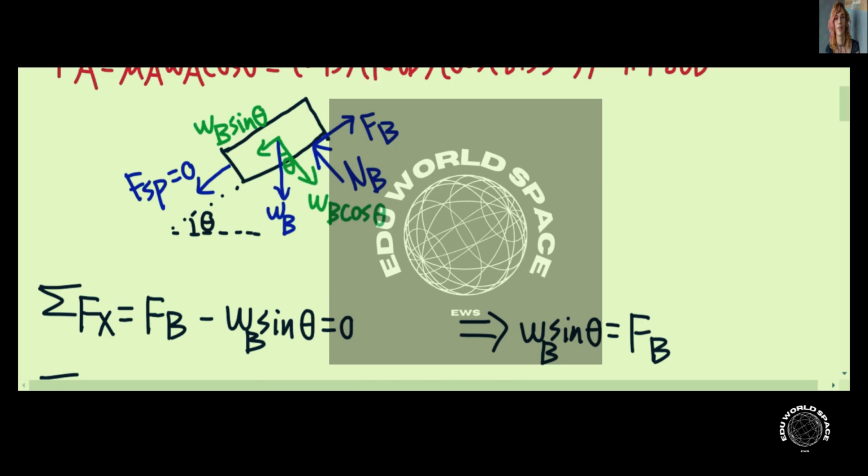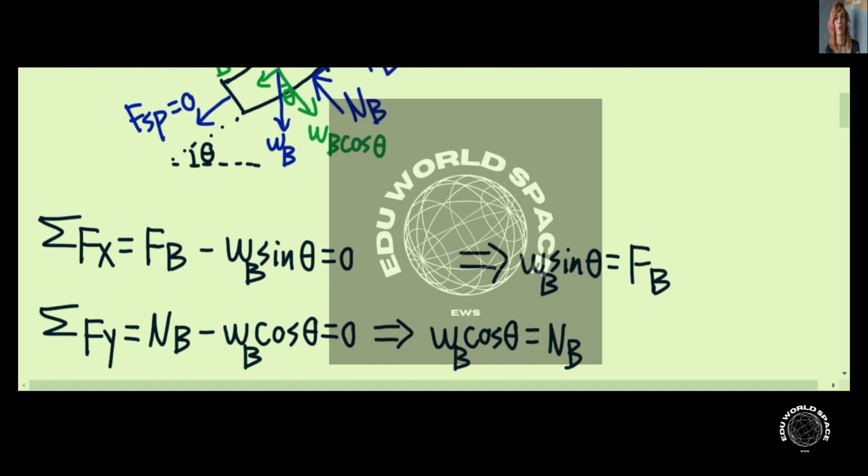Assume that it's in equilibrium, so Fb minus Wb sin theta is equal to 0, and we'll have Wb sin theta is equal to Fb. Wb is the gravity of block A, I'm sorry, not block A, block B. And Fb here is the friction on block B. And in the y direction, we have Nb minus Wb cosine theta equal to 0. So Wb cosine theta is equal to Nb, and Nb here is the normal force on block B.